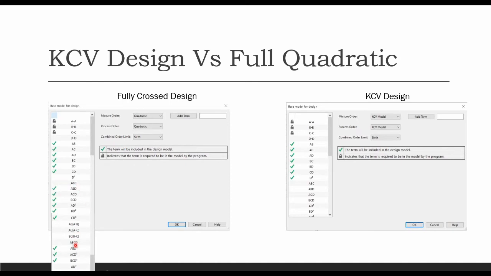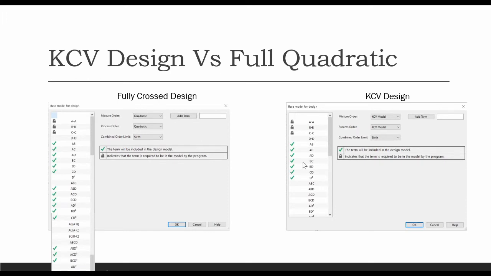But you also have some of these higher order terms where you're studying the nonlinear blending term crossed with the process factor, the individual mixture terms crossed with the curvature term, and the nonlinear blending crossed with the curvature term. So you're getting some really high order terms here, which, if you think your system is going to exhibit those kinds of more complicated higher order terms, then this design is appropriate.